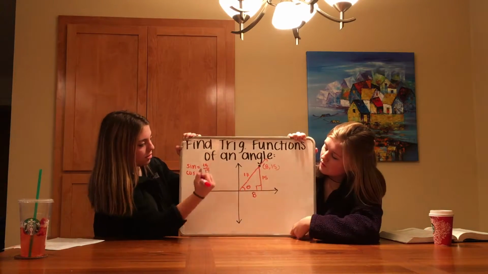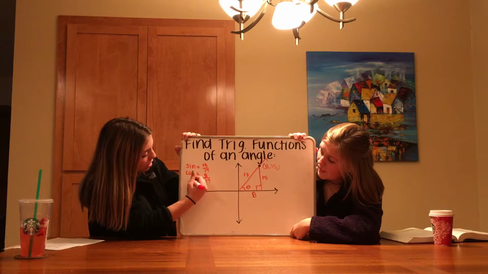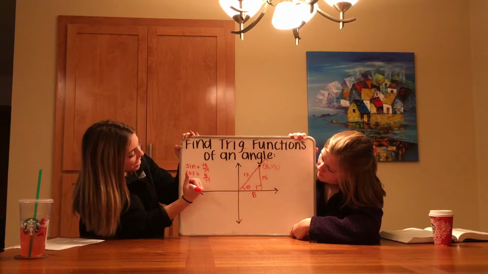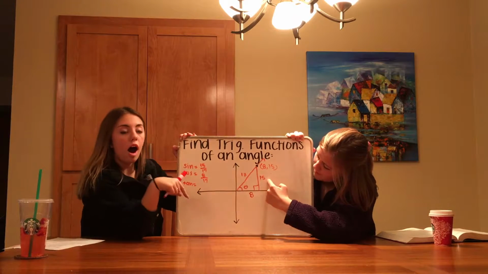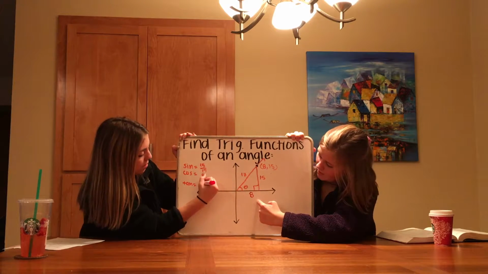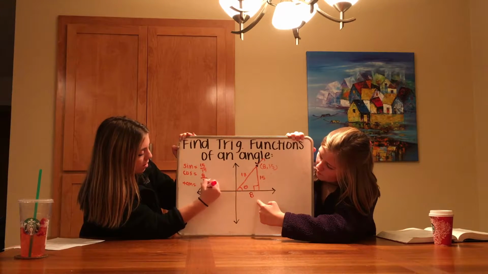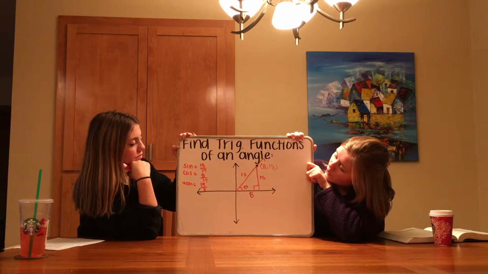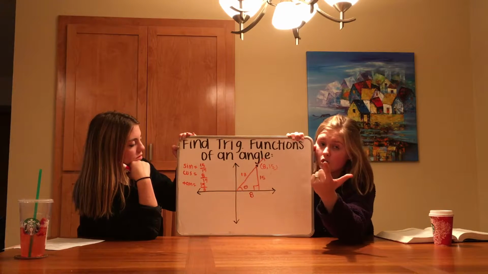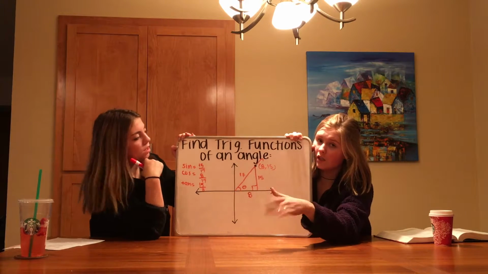Now, tangent. Tangent is opposite over adjacent. So it's going to be 15 over 8. So those are the first 3 basic ones. Now you go to secant, cosecant, and cotangent, which I'll explain.